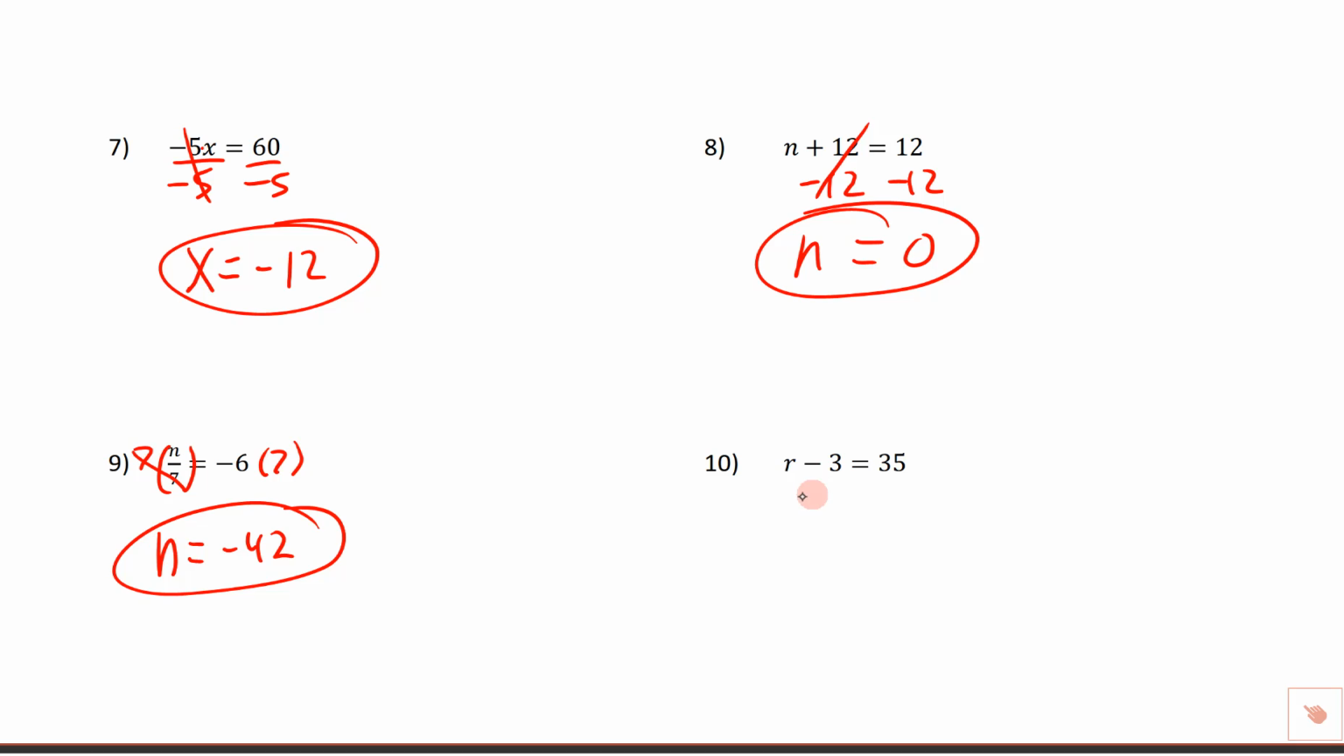On this next one, number 10, we're going to add 3 on both sides. These are going to cancel to be a 0, so we get an r left on this side, and then we get a 38 over there. So let's take a look at the other side.